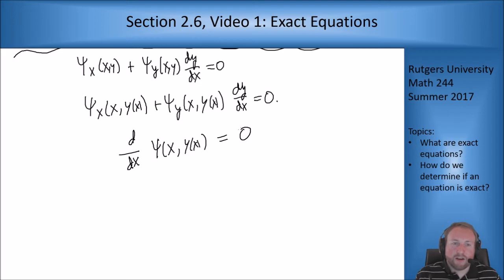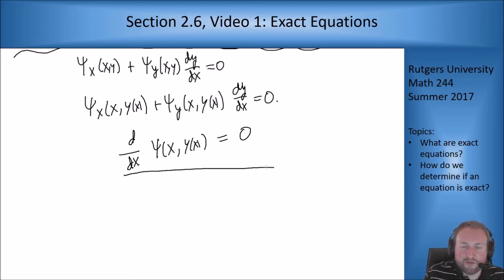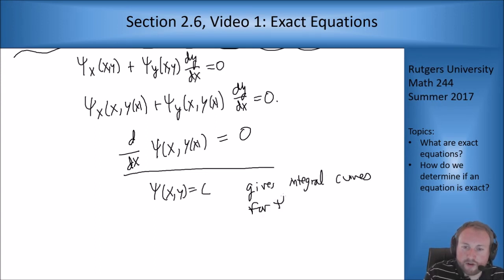Because what happens when I take the derivative? I do partial psi partial x, and then dx/dx. x is what lives in the first component, and that's just 1. Plus partial psi partial y times the derivative with respect to x of the y component, which is dy/dx. So I get this equation right here, and we know the answer to this, because if its derivative is 0, that means it's a constant. So psi of x, y equals c gives integral curves for the ODE. And how do you find c? You find c from the initial condition.